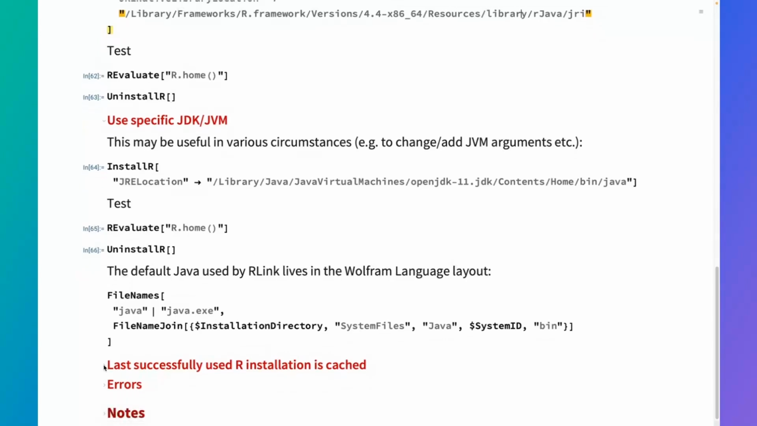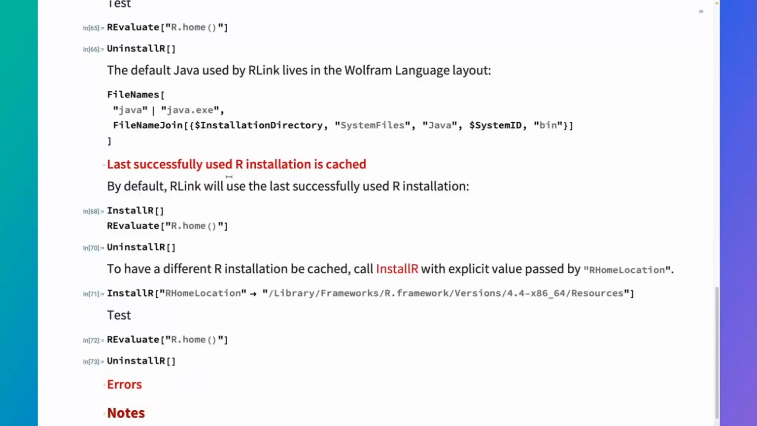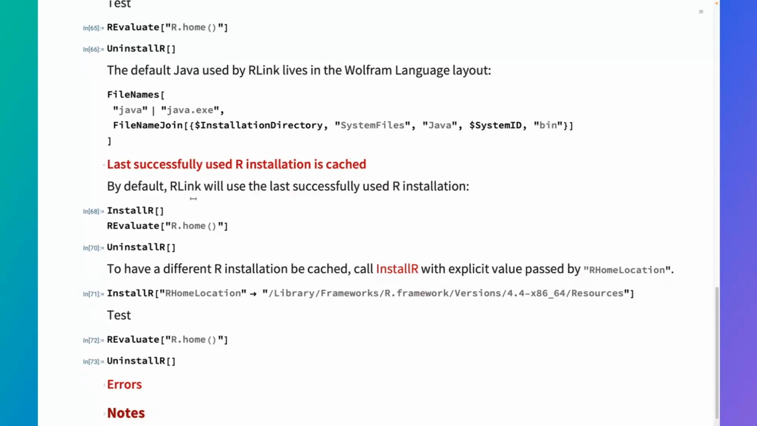And the other important thing is that the last successfully used R installation is cached. So basically, once you used it with the explicit R home location option, next time it will try to use that same installation unless you indicate explicitly that you want to use a different one. And so all the subsequent times, you don't have to specify the R home location. It will use the last successfully used R installation to load into the R session.